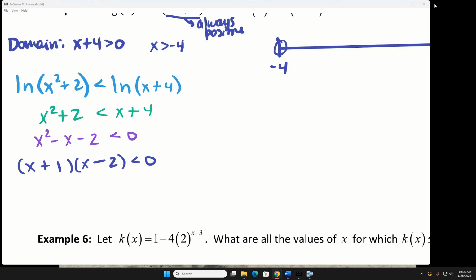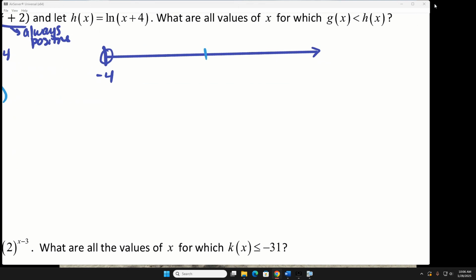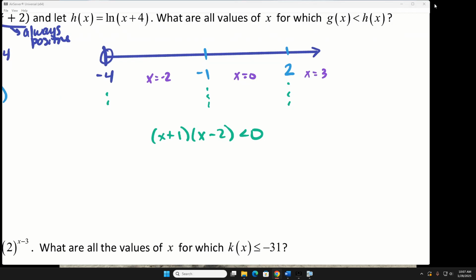So that's what we're going to use to do our testing for our number line, but we need 2 more points on the number line, and that's going to be -1 and 2. And then we're going to take a point from each region and plug into our factors and see if we get positives or negatives. And you're probably going to see a pattern develop.